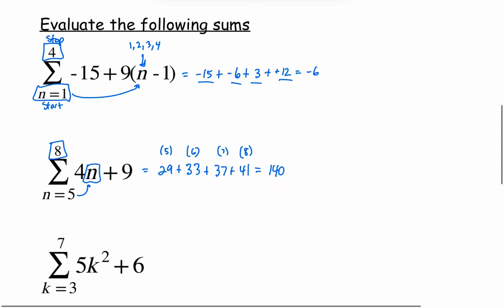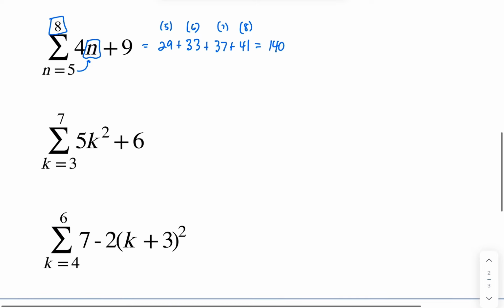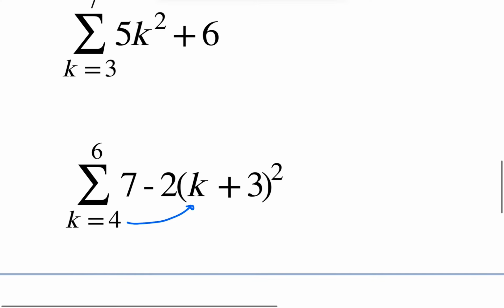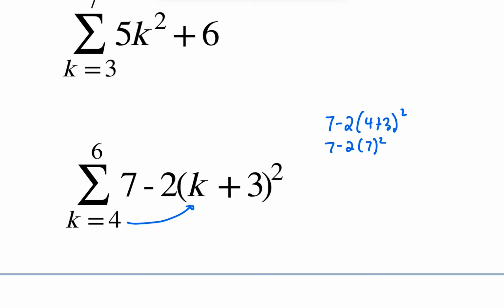So on something like these two, we'll skip the third one. We'll do this one. We're going to start at 4. We'll put 4 in here. So this would be, how can I write them all out here? 7 minus 2 times 4 plus 3 squared. Remember, we do have to do things in order of operations correctly. So 4 plus 3 is 7. So it'd be 7 minus 2 times 7 squared.